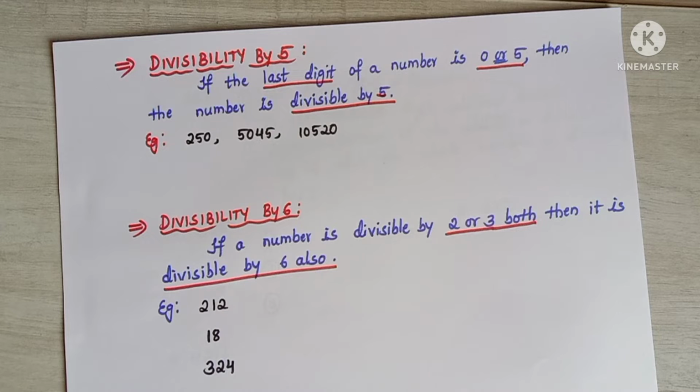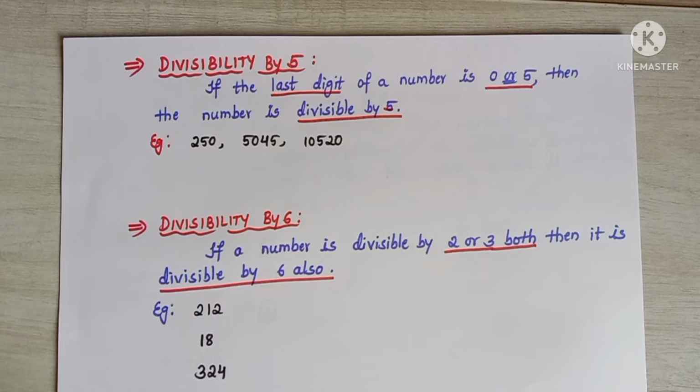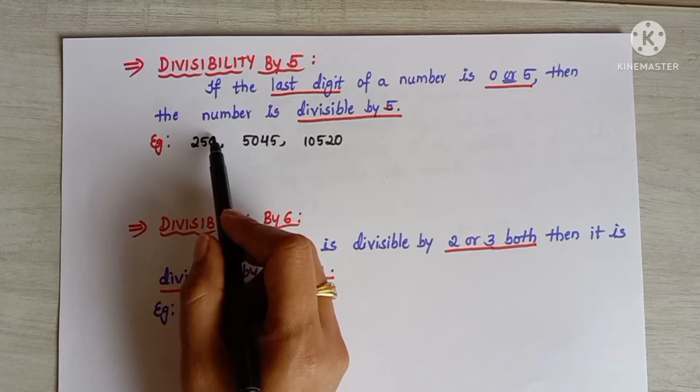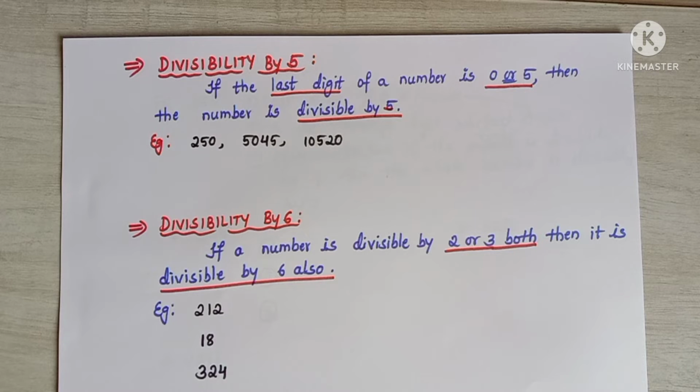Let us see divisibility by 5. If a number's ones place is either 0 or 5, then we can say that the number is divisible by 5. So, if any number is given and its ones place is 0 or 5, then we can say that the number is divisible by 5. Okay, let us take an example. Let us take 250. Here in the ones place we have 0. It means that it should be divisible by 5. Let us see, cross check.